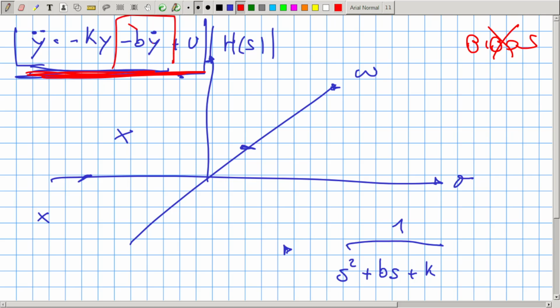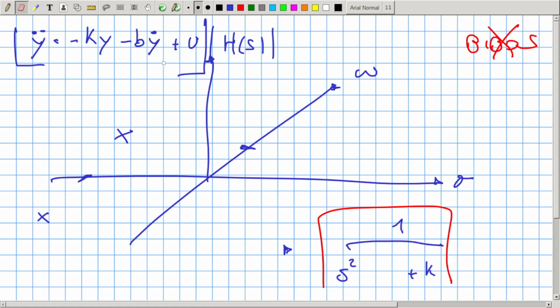If this one is 0, it means that I have no friction. That means that this one goes to 0, true? And this stuff here corresponds to what? To roots that are here, true? Together? Perfect. Let's assume that I have a BIBO stable system. If I make B smaller, what am I going to do? The poles get closer to the imaginary axis, true?